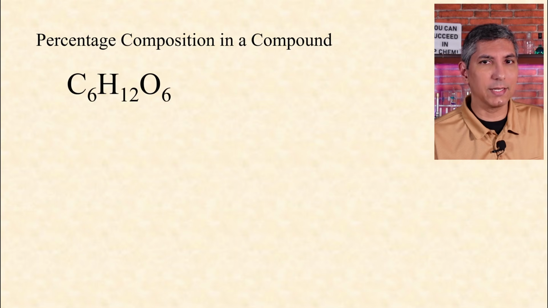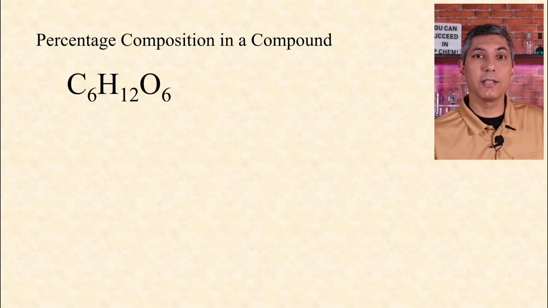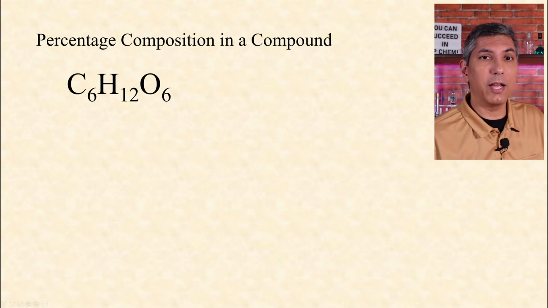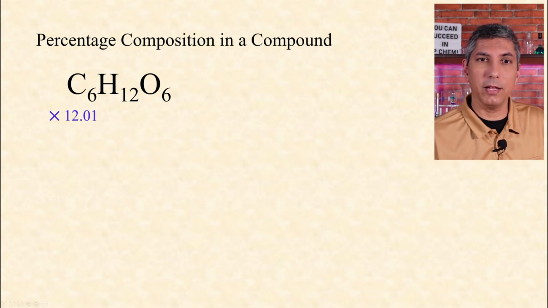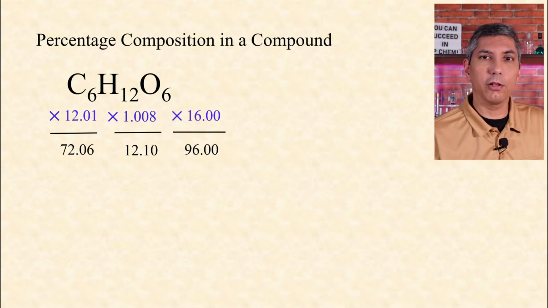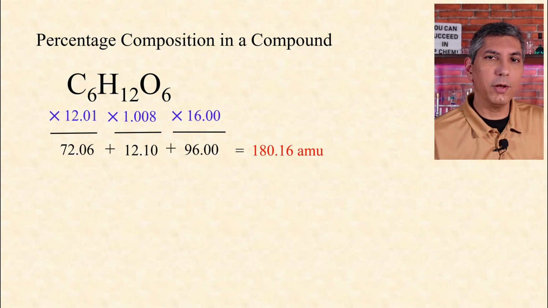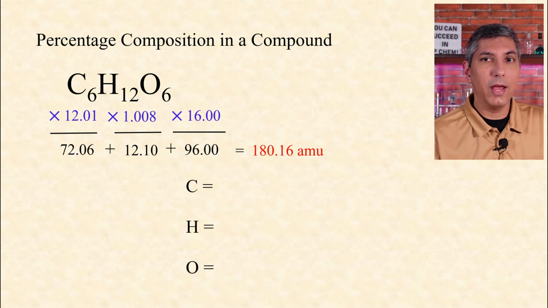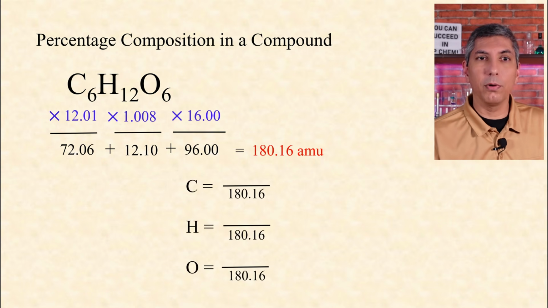If we're given the compound C6H12O6 and we're asked to determine the percentage composition, we take each subscript and multiply it by the respective atomic mass for that element. Then we add those together to find that the total molecular mass of the substance is about 180.16 AMU. We take the individual product from each element and we divide it by that total molecular mass.